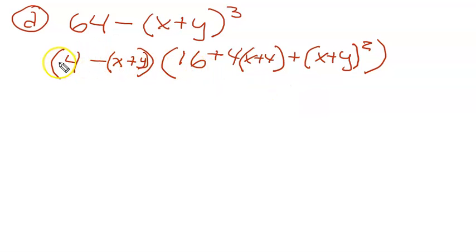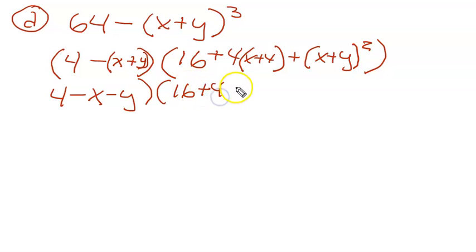So we have to clear parentheses now. They're using brackets in the other. That's good. So this then becomes 4 minus x minus y, I believe. And yes, I checked that. And then this is 16 plus 4x plus 4y.